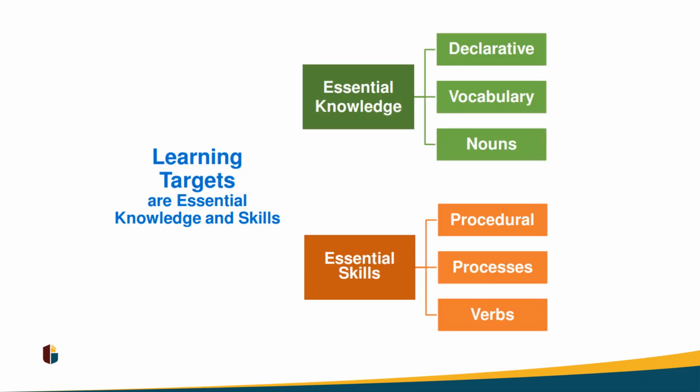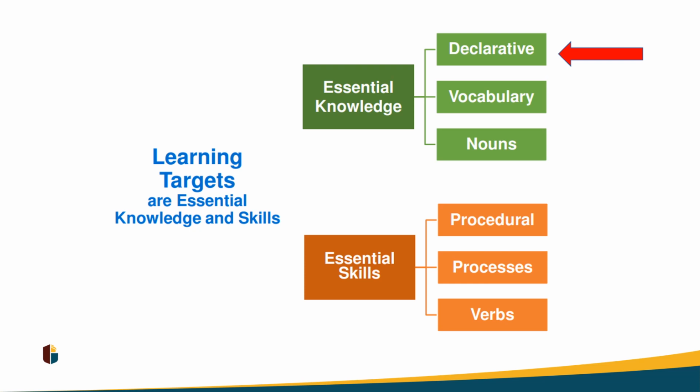Let's take a moment to review everything that we have learned thus far. We have learned that learning targets are the essential knowledge and skills of a standard. We have learned that the declarative knowledge, or the vocabulary that students should be learning from a particular standard, can be identified by locating the nouns of a standard.